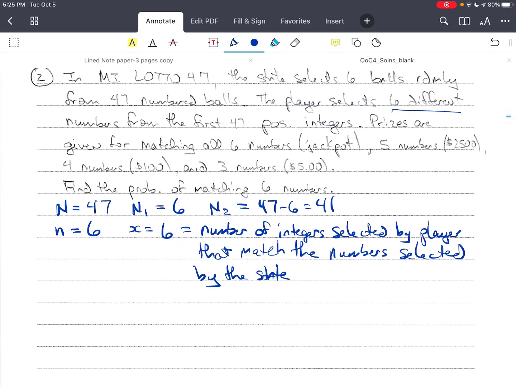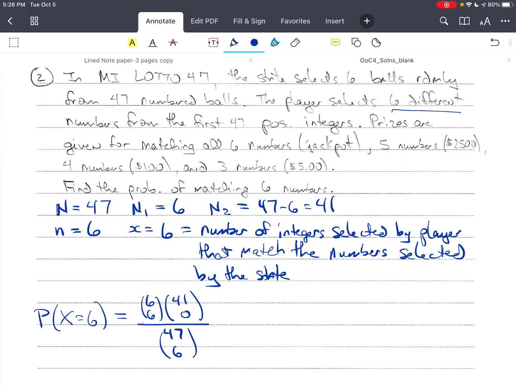Okay. So we want to find the probability that x is equal to 6. All 6 numbers are matching. So this is going to be N1 choose x, which is 6, and then we've got 41 choose 0, because we don't want any of the numbers that weren't selected by the player to be matched. And then we have capital N, which is 47 choose 6.